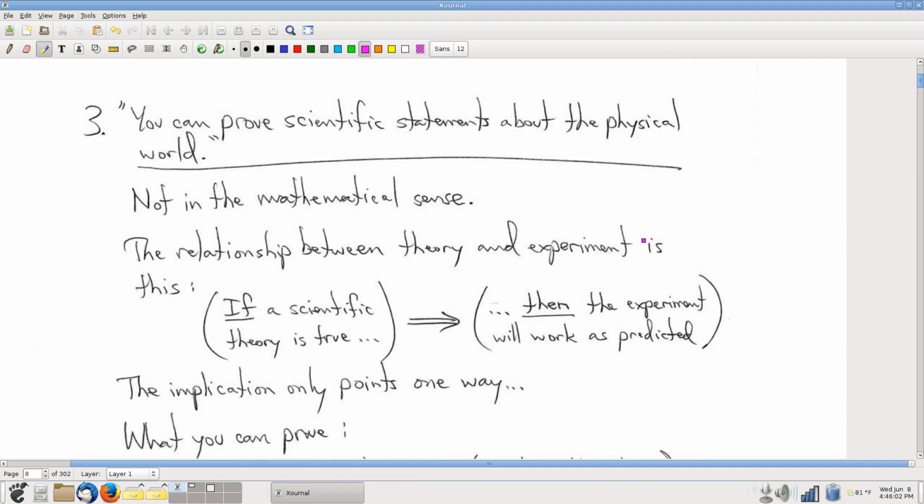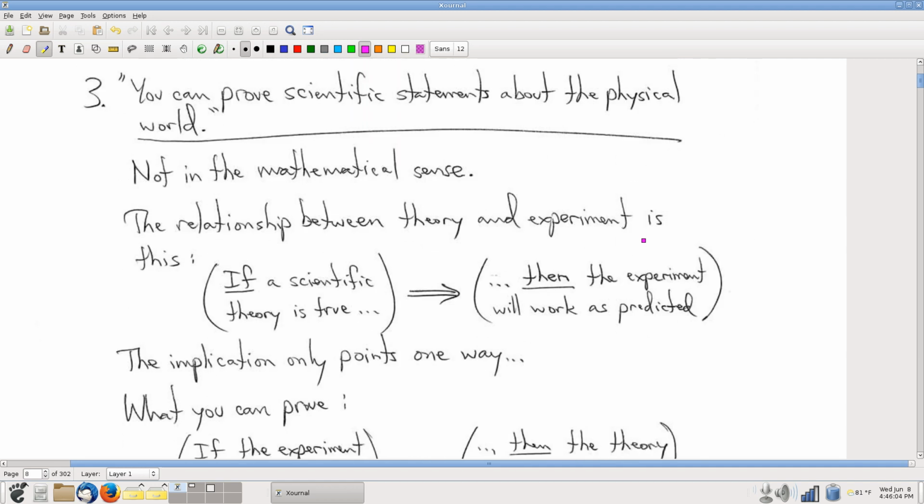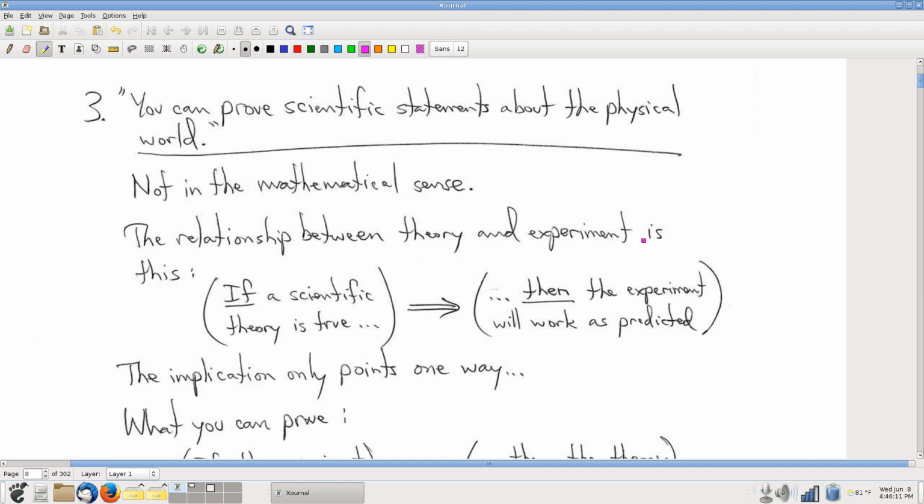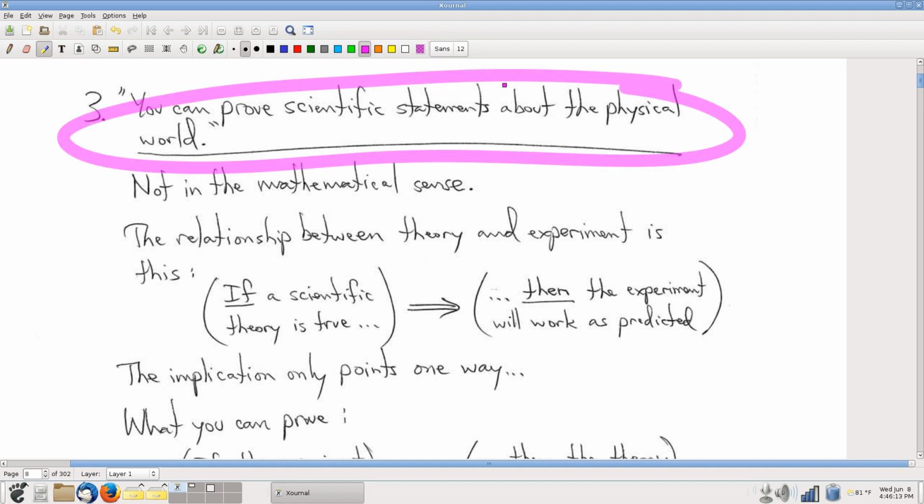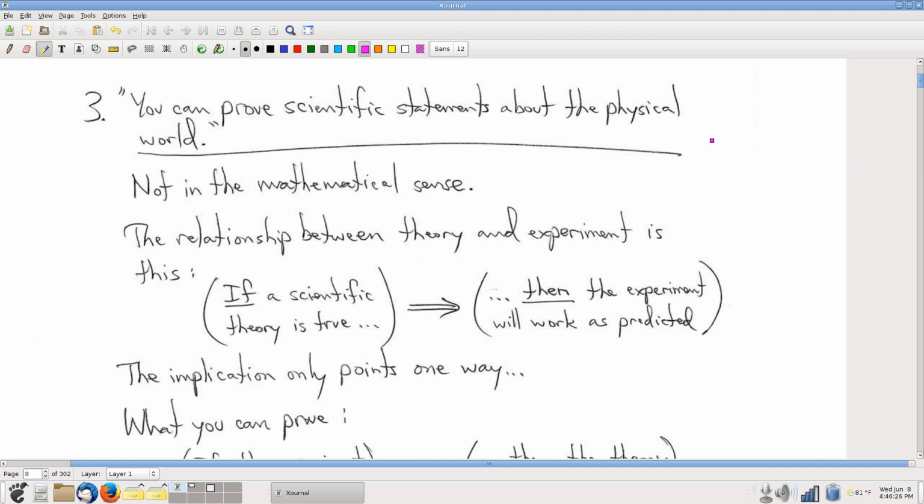Okay. So let's talk about what deductive reasoning has to do with science and statements about the physical world. Very commonly, students talk about proving statements about the physical world, proving things in science. And certainly, there's a lot that you can do in science to learn things about the physical world, to come to understand the physical world. But it's not deduction. It's not deductive reasoning in the mathematical sense.